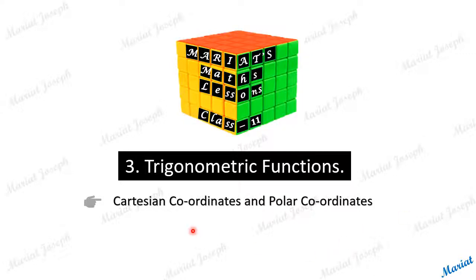Cartesian coordinates and polar coordinates. Cartesian coordinates of a point P, x, y are obtained like this from the origin. X units you go along the x-axis, and y units you go parallel to the y-axis.